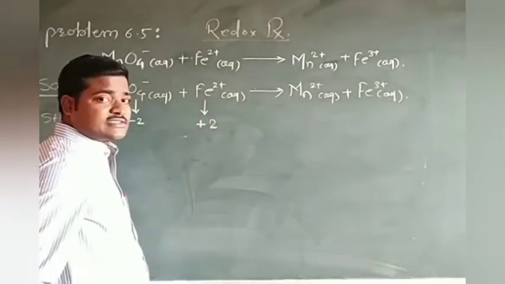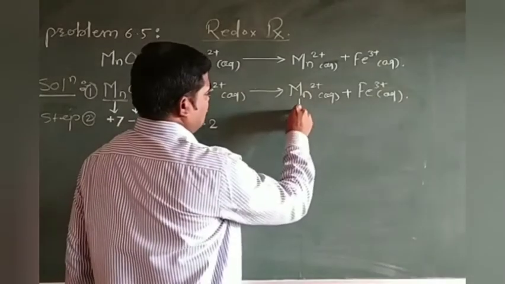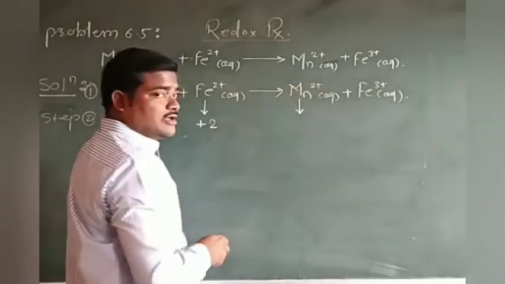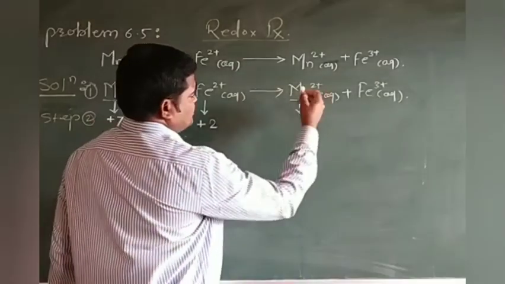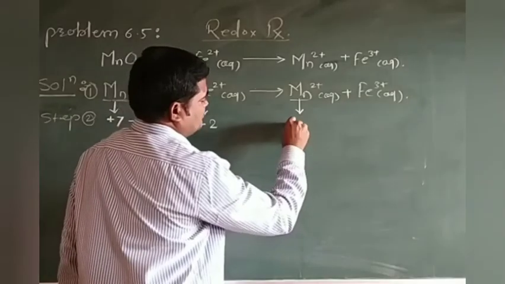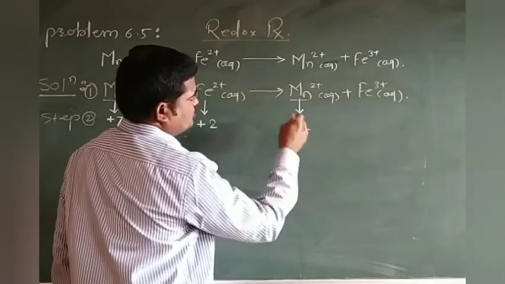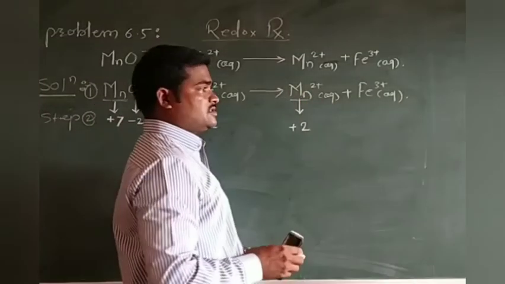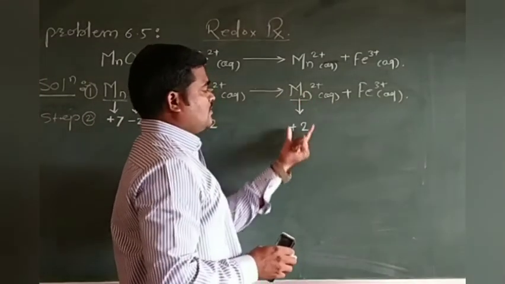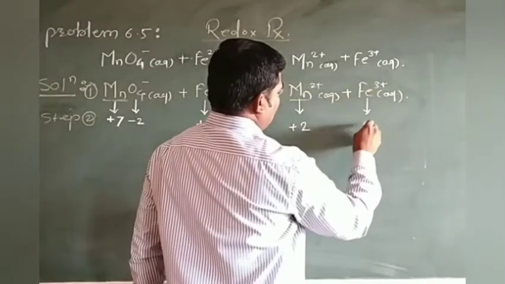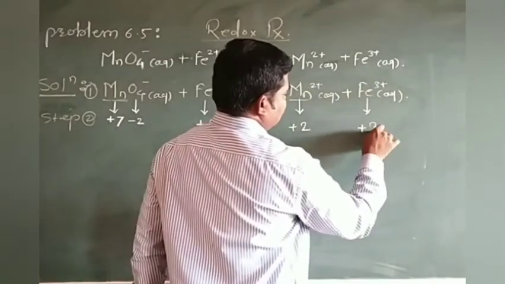I will write it as it is, and after that you have to go for finding the oxidation number of the remaining ions. For the next ion we are going to take manganese. The oxidation number of manganese is +2. Mn is already in ionic state, so I will write +2 as it is. Here also for the Fe ion I will write +3 as it is.